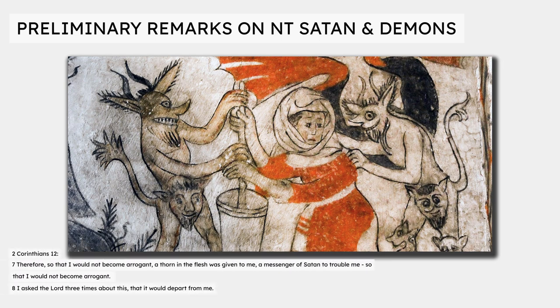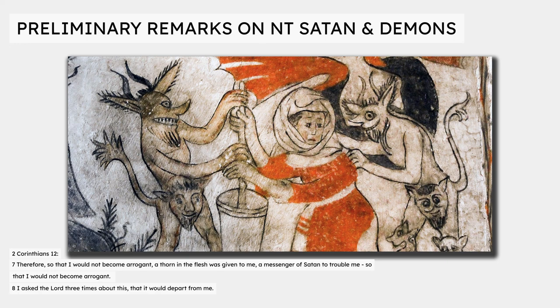In 2 Corinthians 12:7-8, Paul says that in order to prevent him becoming arrogant, he was given what he refers to as, quote, "a thorn in the flesh," end quote, a phrase so vigorously evocative it has entered the English language as an idiom. Paul refers to this as, quote, "a messenger of Satan," end quote. Yet he says he, quote, "asked the Lord 3 times about this, that it would depart from me," end quote. As with the previous passage, commentators have historically struggled with this reference.